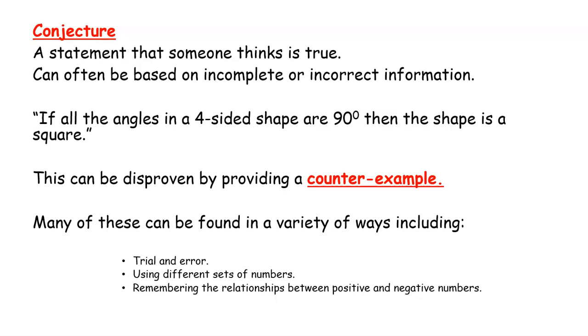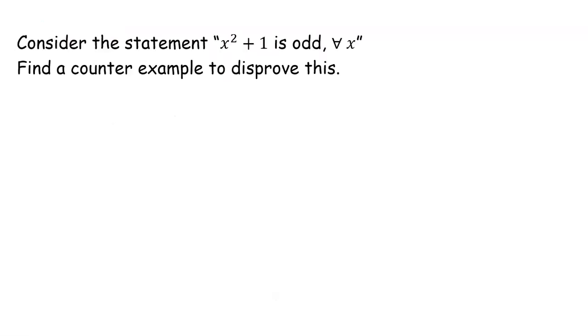Now, I'm going to show you a couple of examples of what I mean by this and how to come up with a counterexample based on a conjecture that is given to you so that we can prove it's false. So let's consider the statement, x squared plus 1 is odd for all x. I want to find a counterexample to disprove this conjecture.